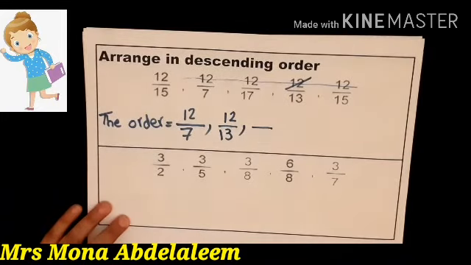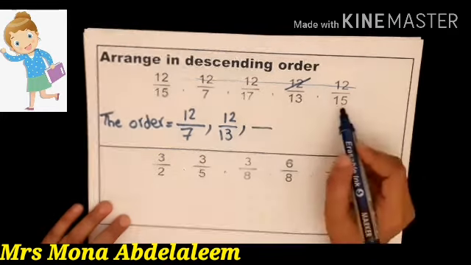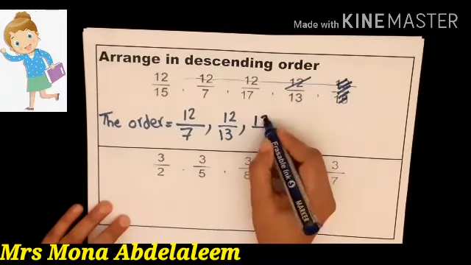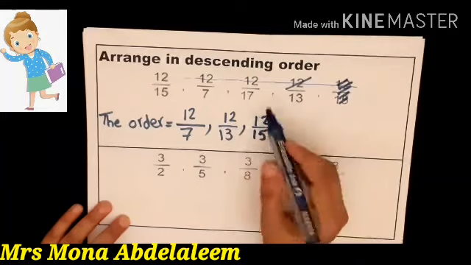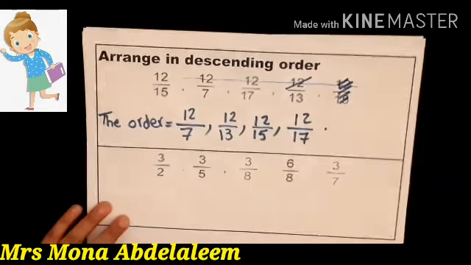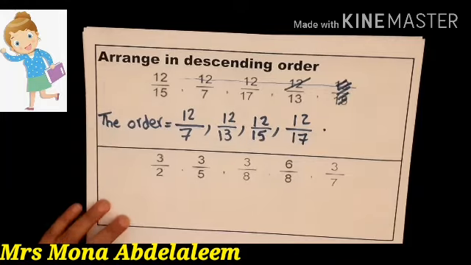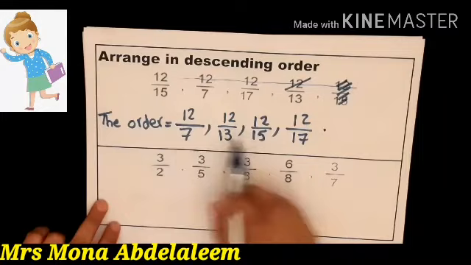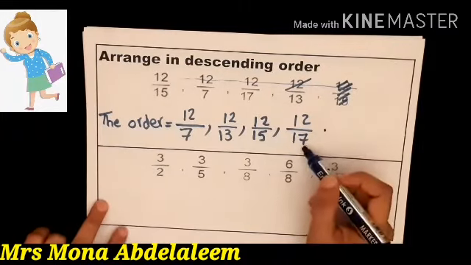Then, and what? Good. عندي 15 هنا، معلش دي متكررة، يبقى 12 over 15. And the last one 12 over 17. Okay? يبقى 12 over 7 greatest one, 12 over 7 smallest one.